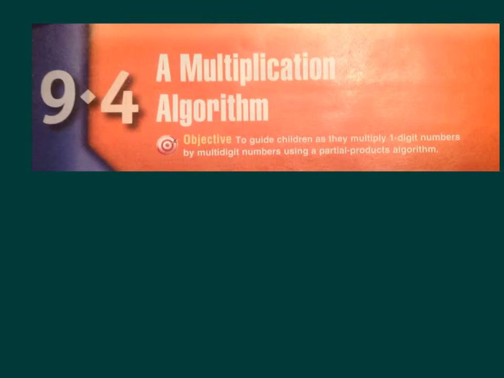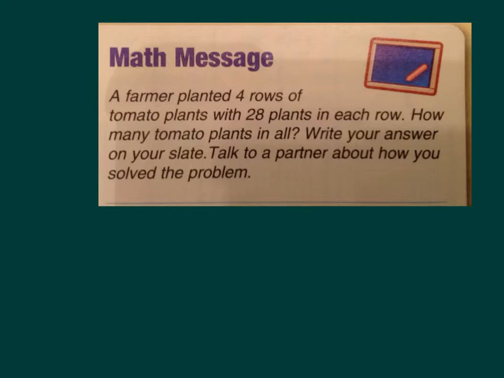Friends, now we're going to move into a multiplication algorithm. Again, just a method to solve. Now, boys and girls, let's look at the math message from 9.4. A farmer planted 4 rows of tomato plants with 28 plants in each row. How many tomato plants in all? Write your answer on your slate. Talk to a partner about how you solve this problem. Pause the video now.